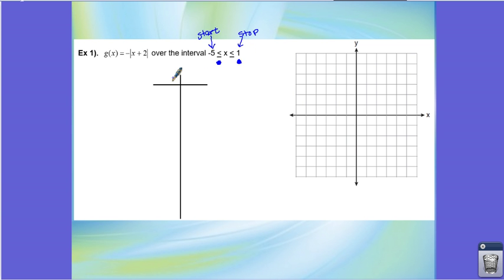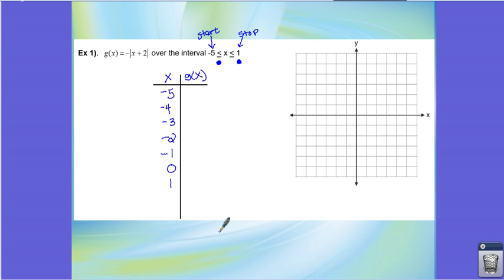To title our chart, x is our input, and g of x is the title for our output. So now we know where to begin. We want to input negative 5 and every integer between negative 5 up until and including 1. So negative 4, negative 3, negative 2, negative 1, 0, and 1.